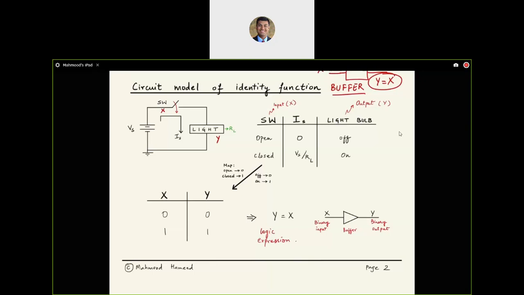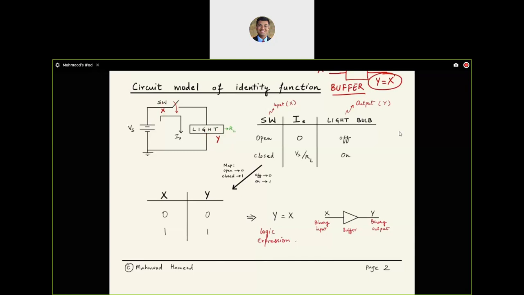So how do we build this model using the components that we know in a lab setting? To talk about the identity function, I have a DC voltage source as Vs. I have a switch that could be in either an open or a closed position. And I have a light bulb that could either turn on or off. I'm using RL to represent the resistance of the light, and I'm using IS to represent the current flow through the light from the voltage source. I'm using X to represent the state of the switch, either open or closed. And I'm using a binary variable Y to represent the state of the light bulb, on or off.